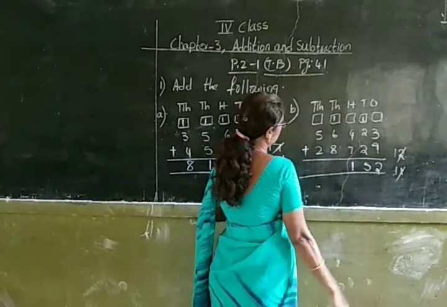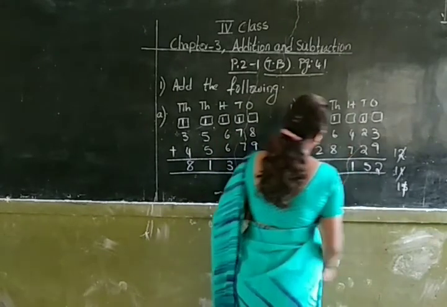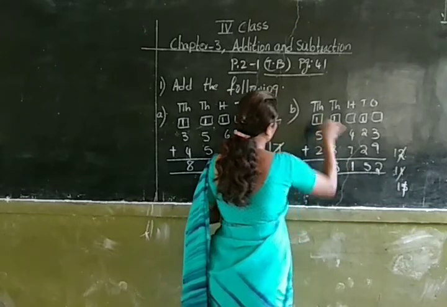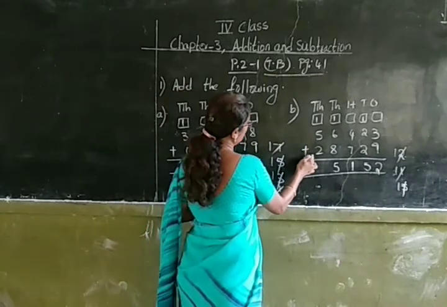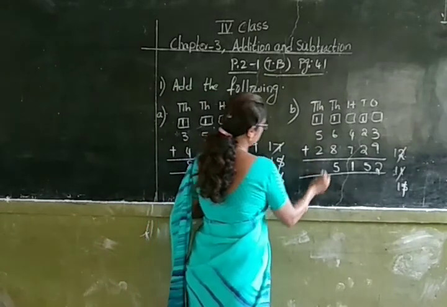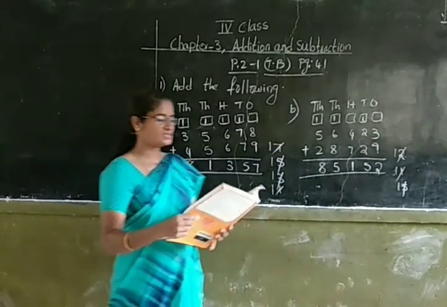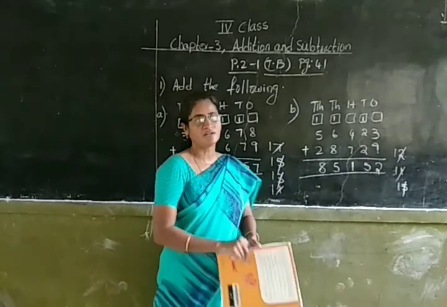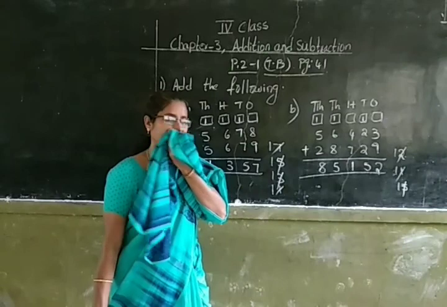8 plus 6 is 14 and 14 plus 1 is 15. Put 5 in thousands place and carry away 1 to the 10,000s place. 5 plus 2 is 7 and 7 plus 1 is 8. Okay children? I have done 2 sums. Remaining 2 sums you do for homework.